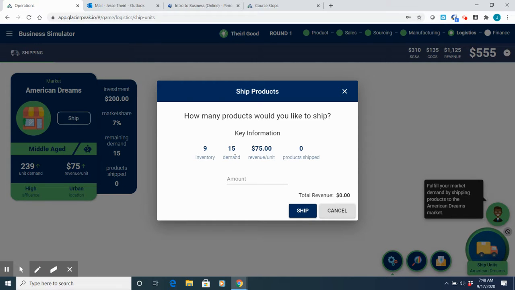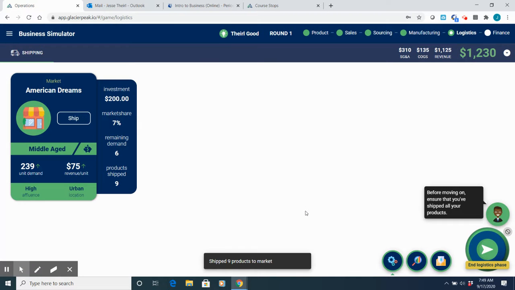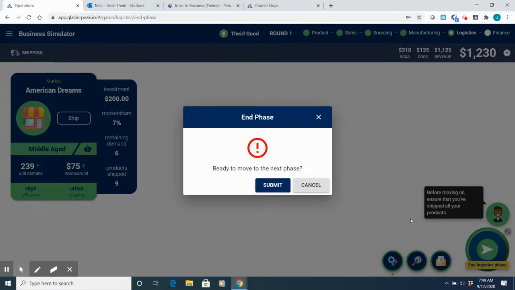So we have inventory and we have demand and we have revenue per unit. So how many products would I like to ship? I'd like to ship as many as I can. As you can see, when I do this, I only have 9, but I'm going to make $675. Let's ship those out. It says, before moving on, ensure that you've shipped all of your products. I think I've shipped all of my products. So now I can go ahead and end logistics.